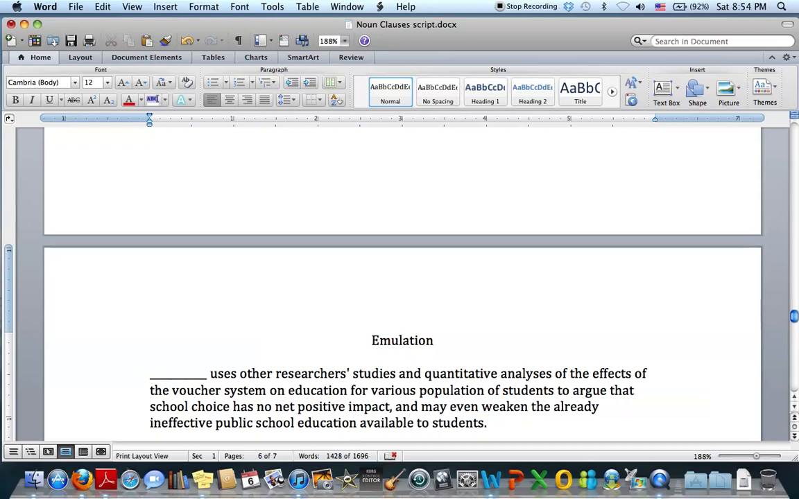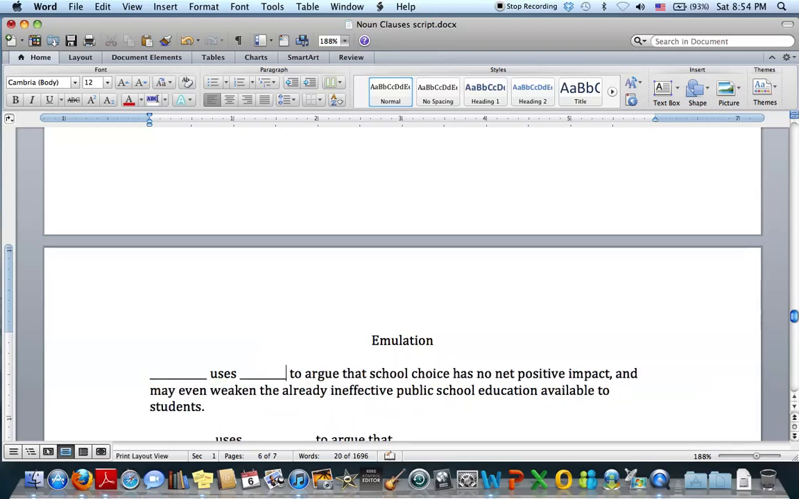Okay, so it goes, other researchers' studies and quantitative analyses for various populations of students to argue that, okay, it looks like we've got this. So-and-so uses something to argue that something else, right? So what I'm going to do is take this whole part, and I'm going to just put a blank in there. There we go. Uses something to argue that, and then we have our whole noun clause at the end here, right?